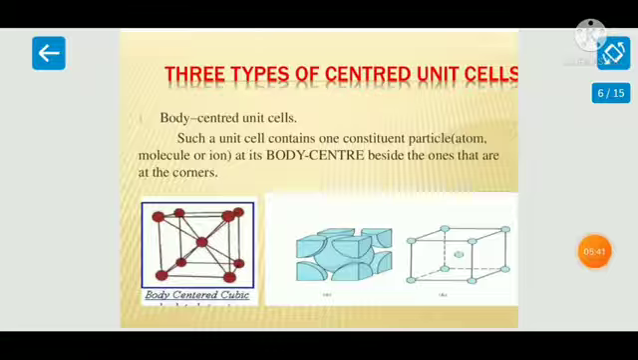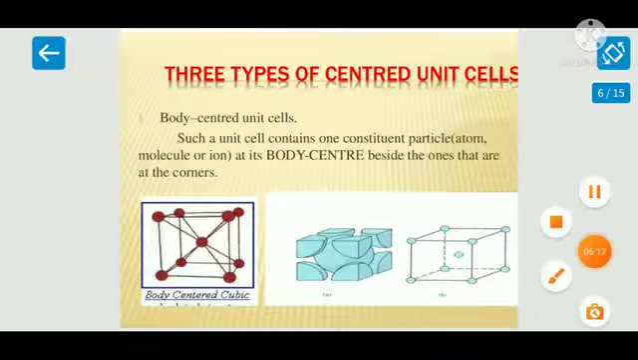Three types of centered unit cells. The body centered unit cell: such a unit cell contains one constituent particle, an atom, molecule, or ion, at the body center, besides the ones at the corners. See the body center of this cubic structure. This is the body centered unit cell.